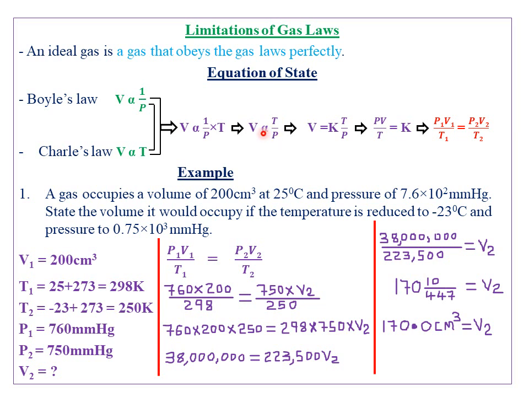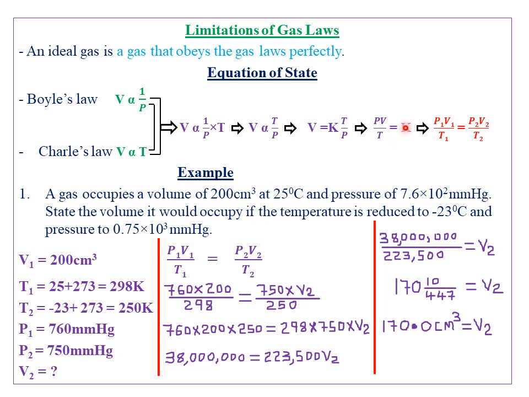Then, of course, to remove the proportionality sign, I simply introduce an equal sign with a constant. My constant in this case, I'm using K. So this will be V equals K multiplied by T divided by P. Therefore, to make K the subject of the formula, I'll multiply both sides by the reciprocal of T over P. So I'll simply have pressure times volume divided by absolute temperature being equal to K.